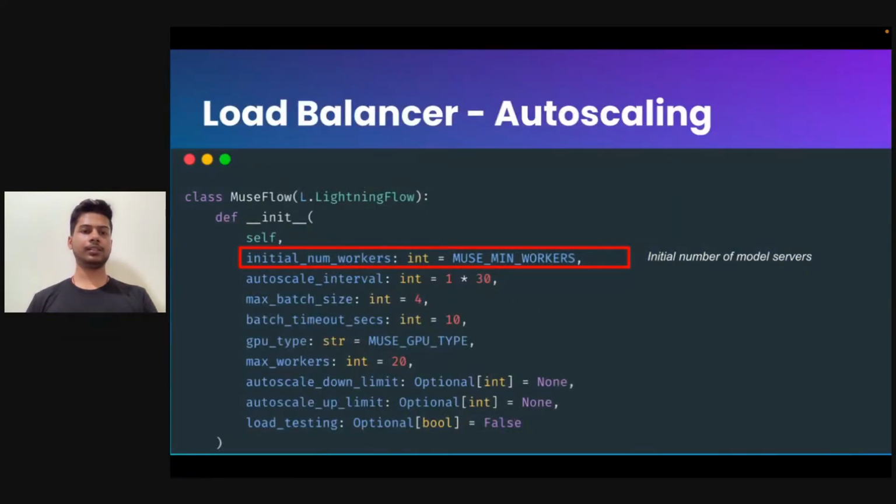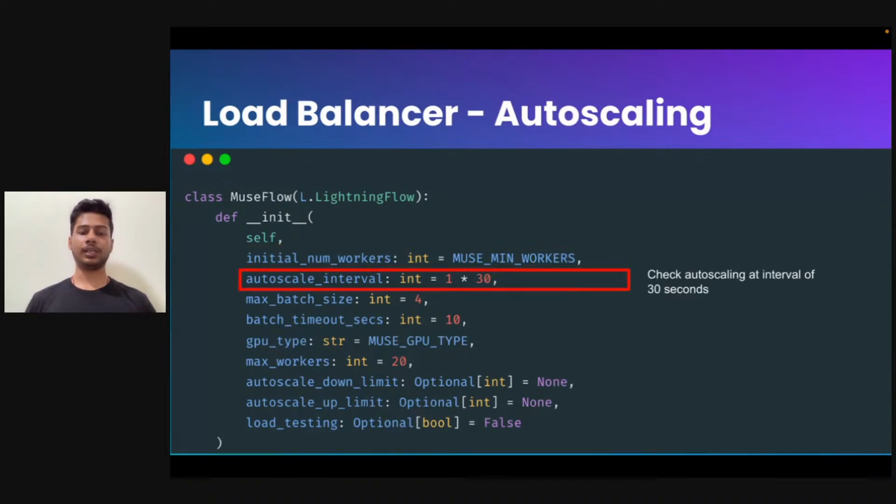So here is the Muse configuration that you can update according to your use case. So here is initial number of workers, and initial number of workers is basically model server. So if you think that whenever you launch your application, you are going to receive a lot of traffic, you can set this to a higher number. If you think you won't get a lot of requests, you can set this to 1. So only one model server will be ready to serve.